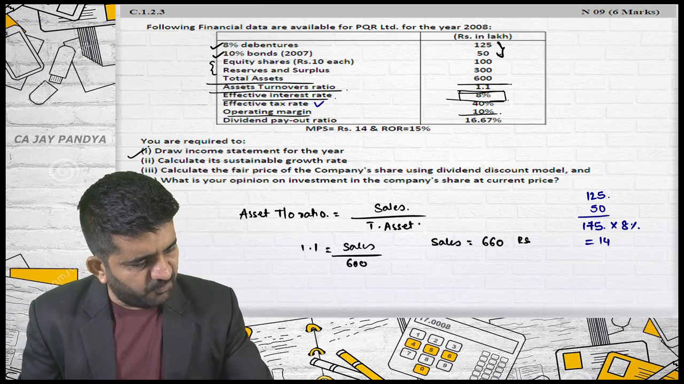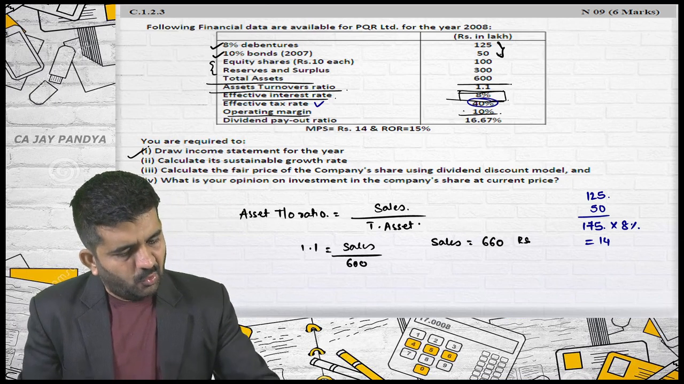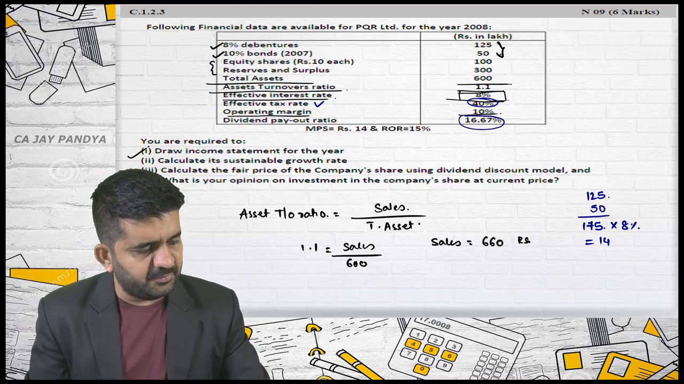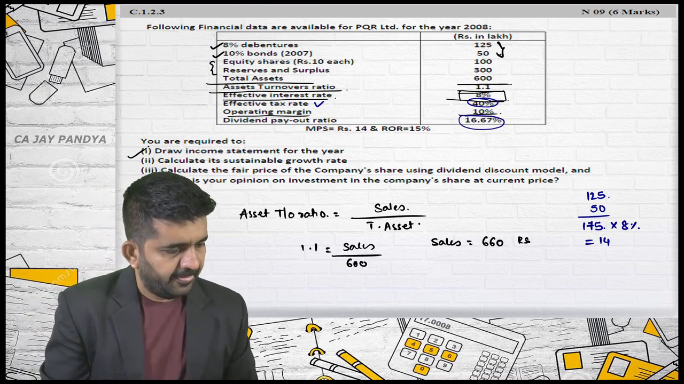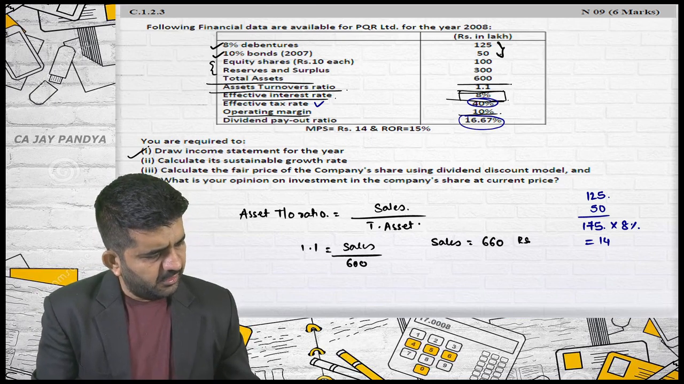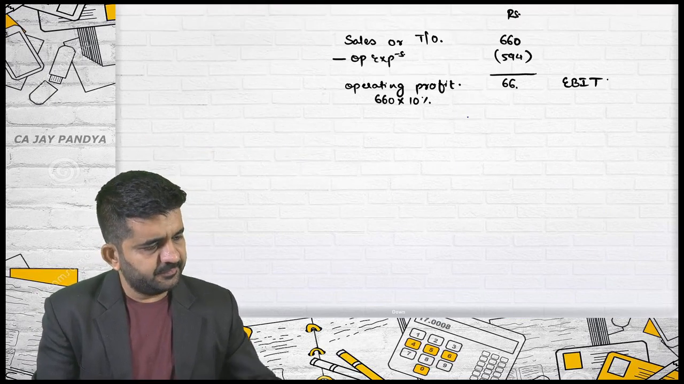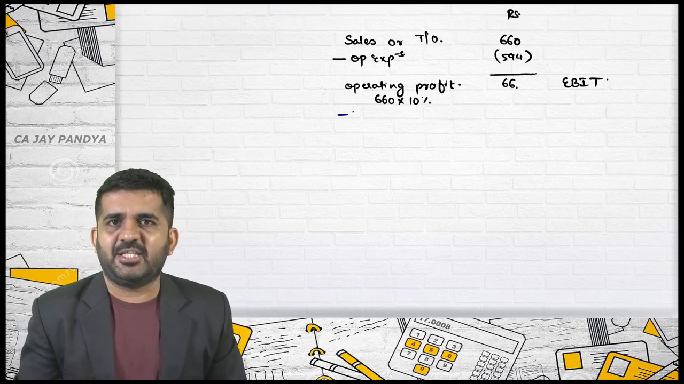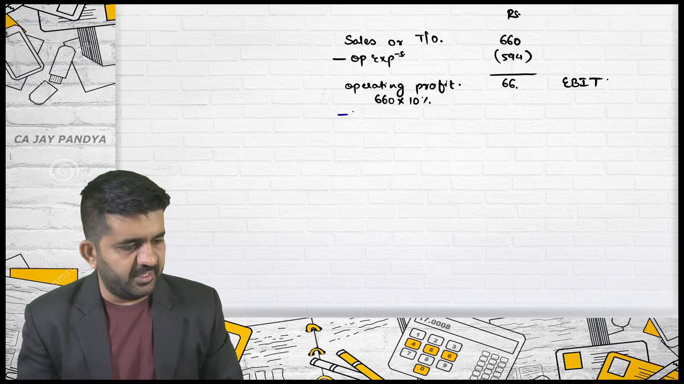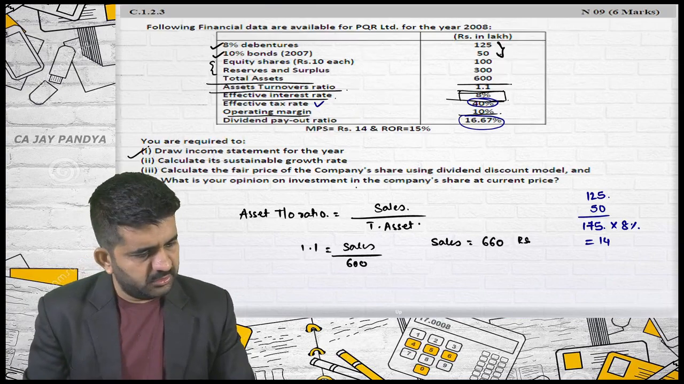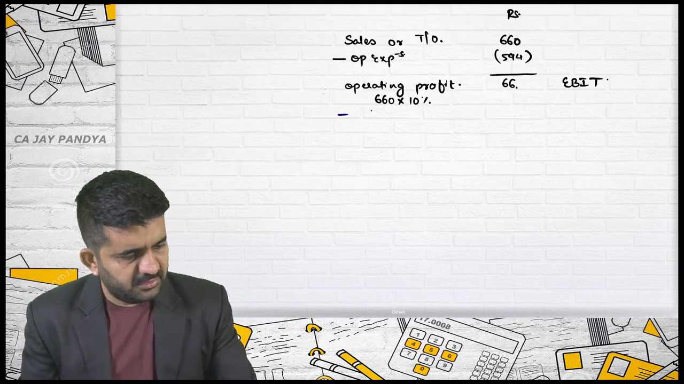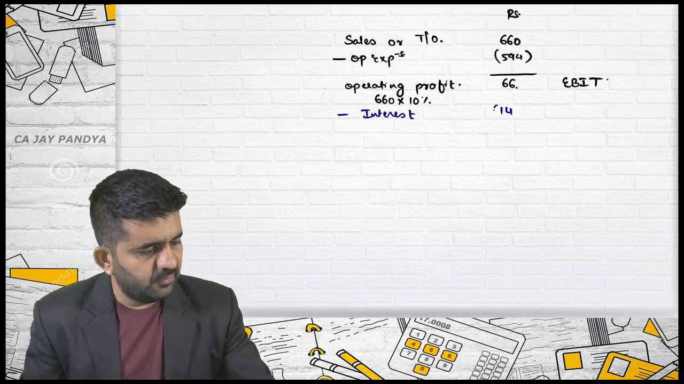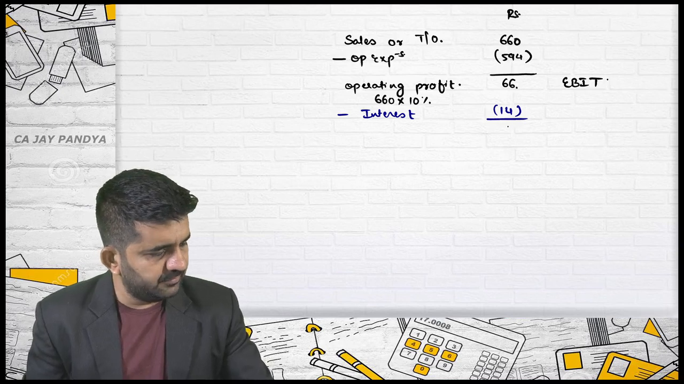Effective tax rate is 40%. This also I will be using. Operating margin I have already used. The dividend payout ratio is 16.67%. This also I will be using. Sorry. Let me go to interest. We all know, right? EBIT minus interest minus tax minus preference dividend and minus equity dividend. Sorry, so this is not preference. Yes. Minus interest, which I have calculated as 14.